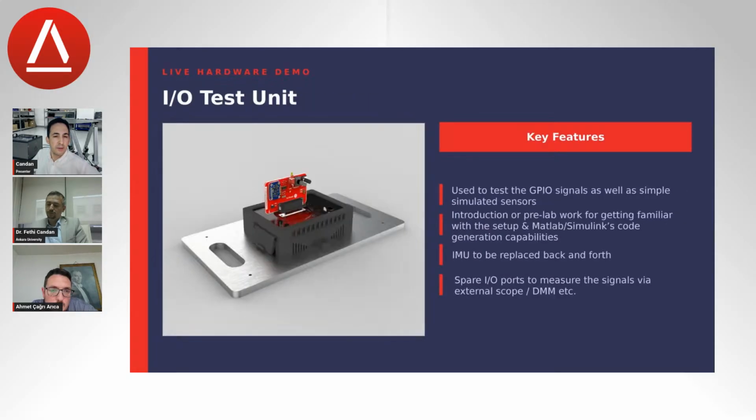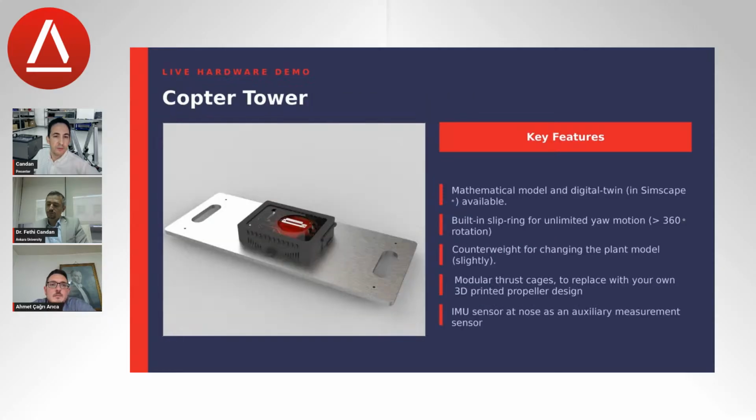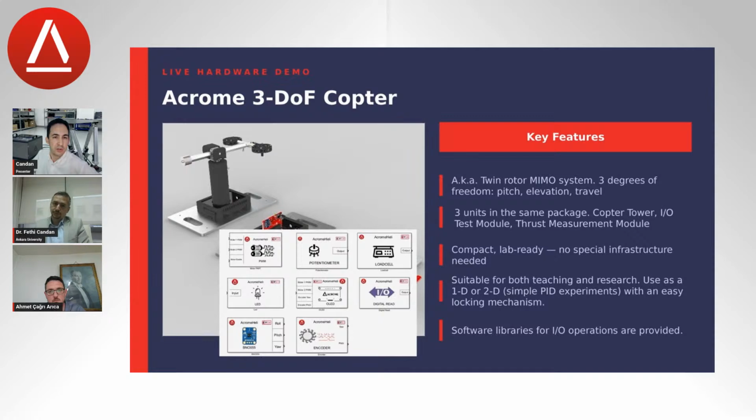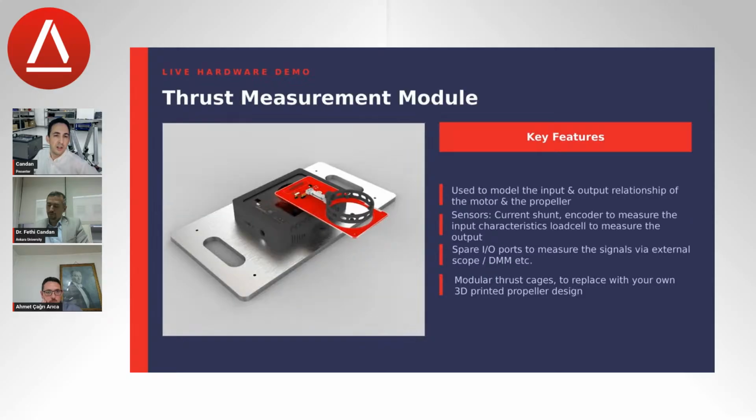Next, we place the Copter tower, which is normally here. On the slide, there's an animation problem, but the Copter tower is connected to that part. It has a built-in slip ring for unlimited yaw motion and has a counterweight. So let me try to show it over here. We have the counterweight, and the propeller cages can be unplugged and replugged, so people can 3D print their own propeller mechanisms.